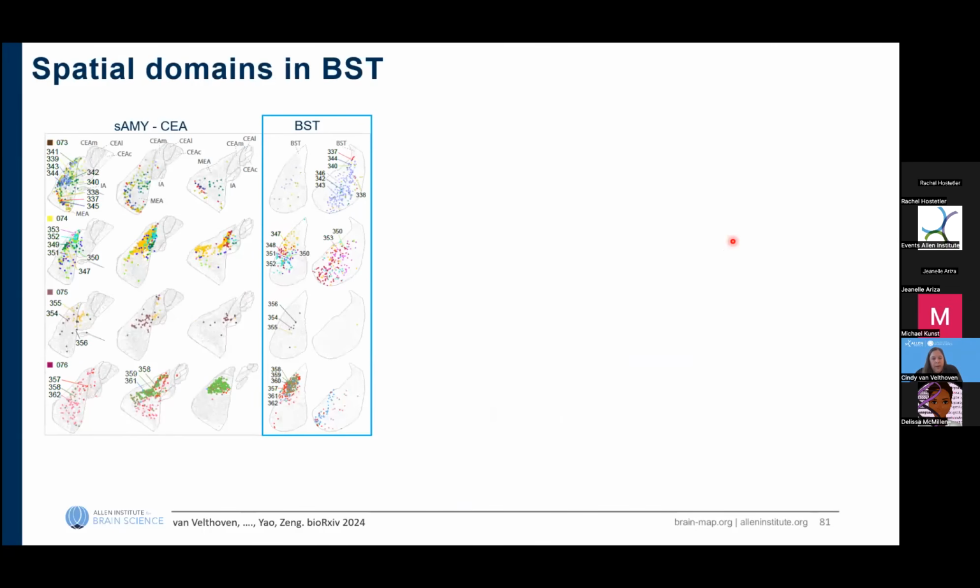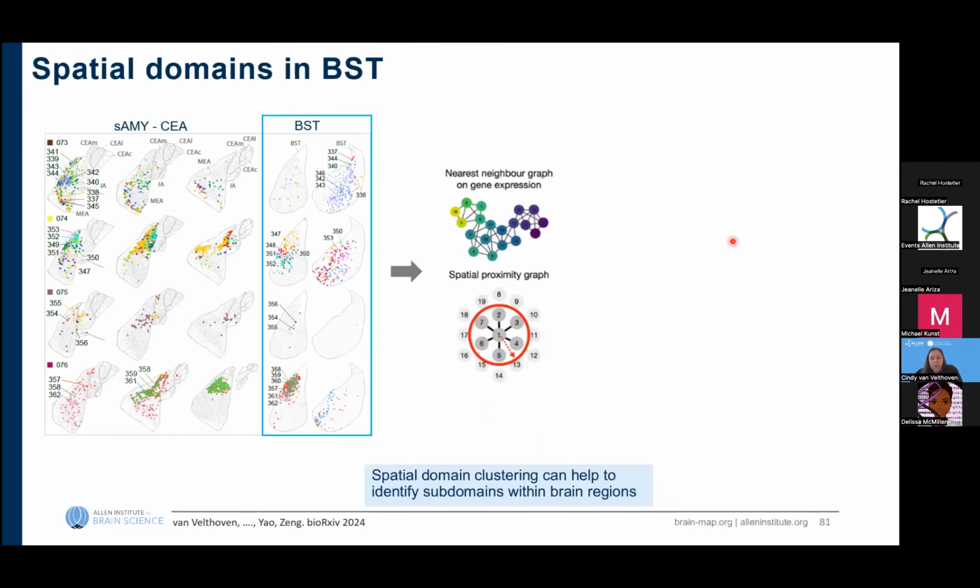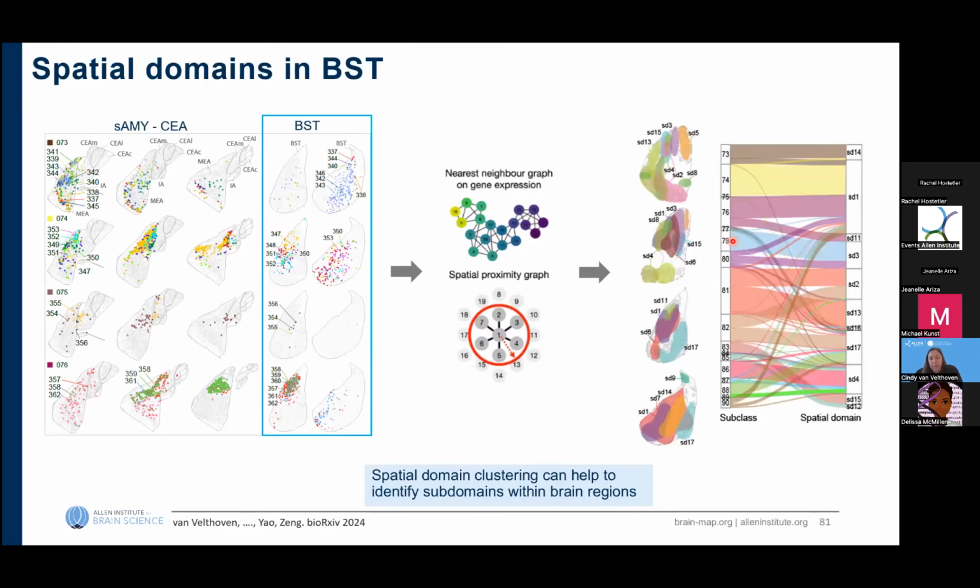So to dig a little bit deeper into what the organization of the CEA outputs in BST is, we performed spatial domain clustering, as Michael has mentioned before. And by performing that, we can identify different subdomains within BST that are definitely linked to different CEA outputs. So these are the transcriptomic subclasses, and these are the spatial domains. Some are very strong, some are a little bit more mixed. But it seems that within BST, there are specific subdomains in which CEA outputs are organized.